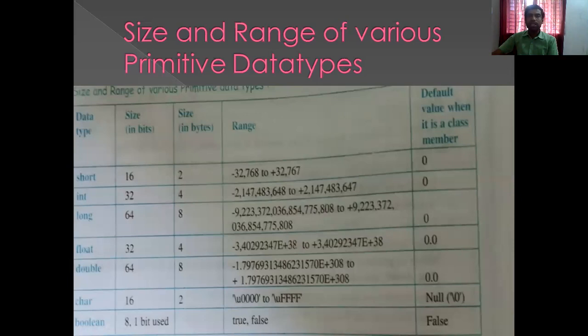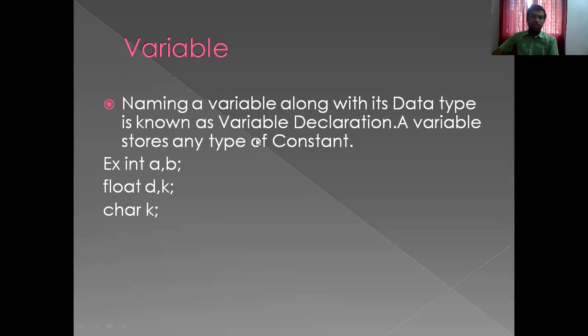When we are declaring any integer variable, we can take the value from minus 2147483648 to 2147483647. Is that clear? Different variables have different ranges, so the range is given out here along with the size. The next one is the variable.